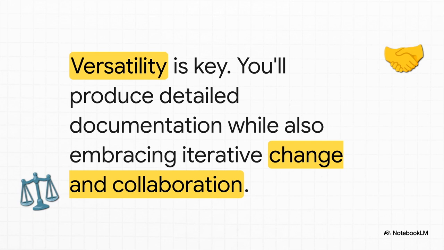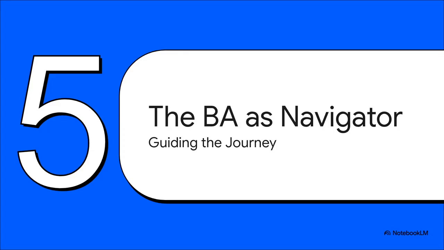For a BA, this means one thing above all: versatility is your superpower. You've got to be able to write that formal, detailed documentation when they ask for it, but then immediately pivot and jump into a fast-paced, collaborative sprint. You really become the bridge between that rigid structure and that flexible execution. So, with all these different maps and routes, what does it all mean for you? It means the business analyst isn't just an analyst anymore. You're the project's navigator, guiding the team on its journey.